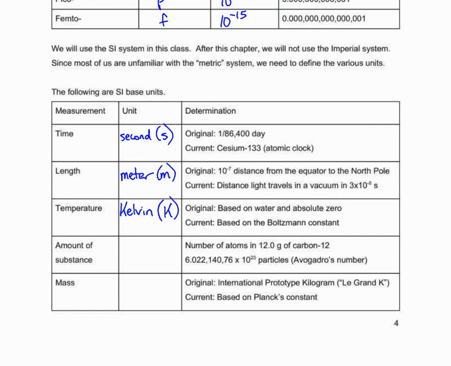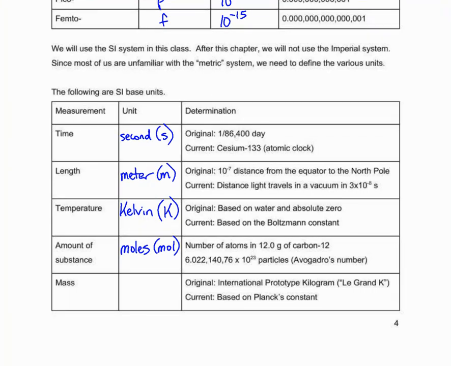The amount of a substance, so we're talking about how much of a chemical, is in terms of moles. And the abbreviation for this is mol, moles. The basis for this is the number of atoms in 12.0 grams of the carbon-12 isotope, something that we'll get more into in later units.